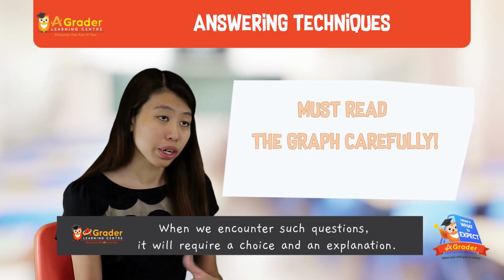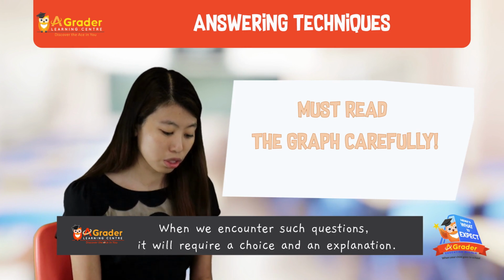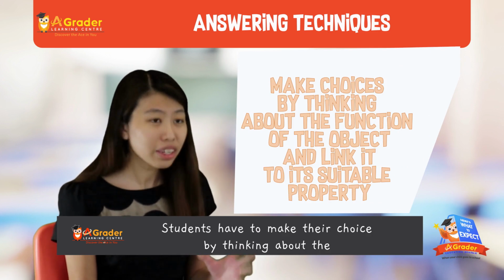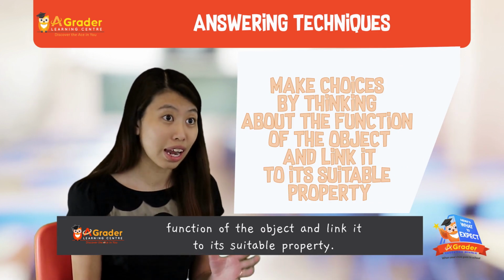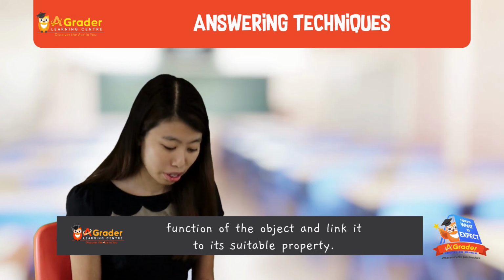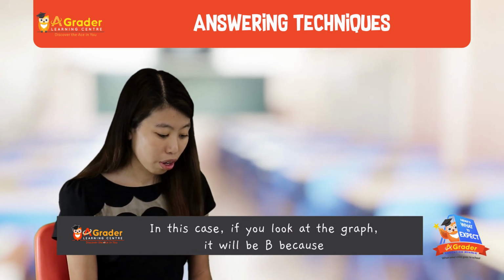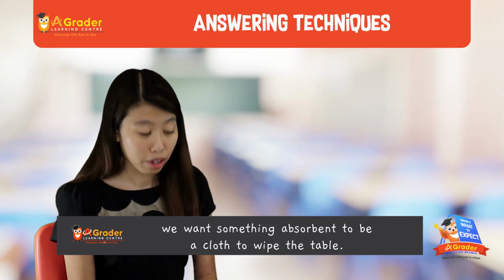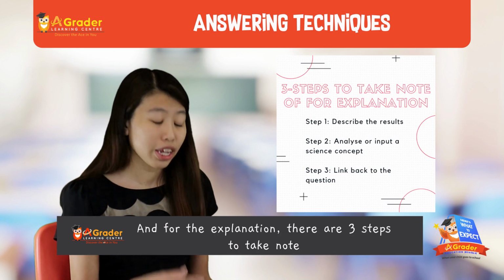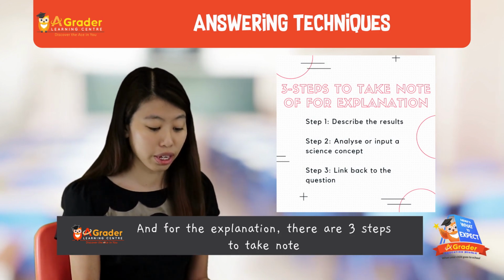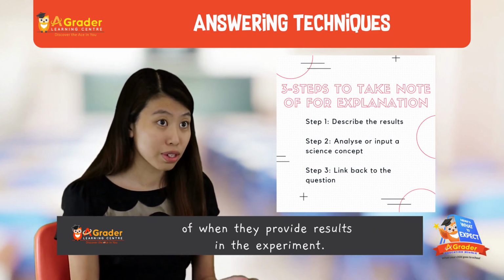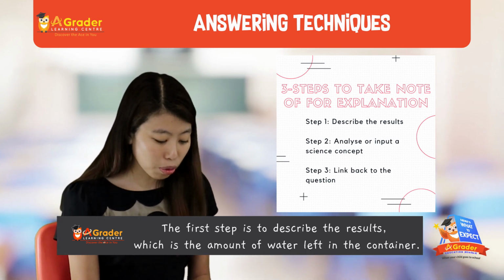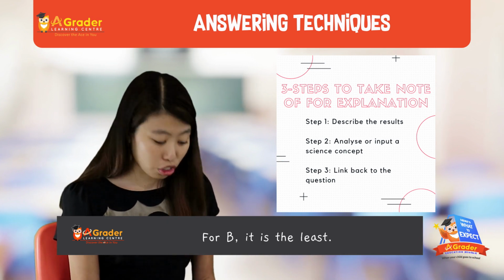So when we encounter such questions, it requires a choice and an explanation. Students have to make their choice by thinking about the function of the object and linking it to its suitable property. In this case, if you look at the graph, it will be B because we want something absorbent to be the cloth to wipe the table. For the explanation, there are 3 steps to take note of when providing results in the experiment. The first step is to describe the results, which is that the amount of water left in the container for B is the least.